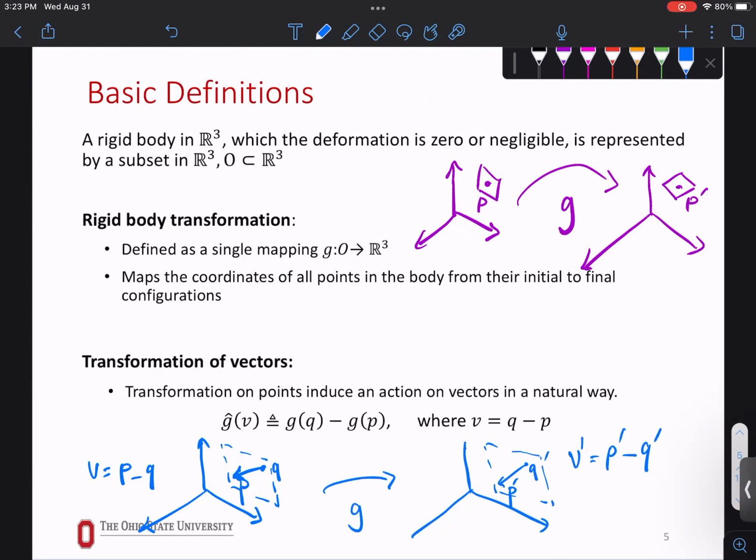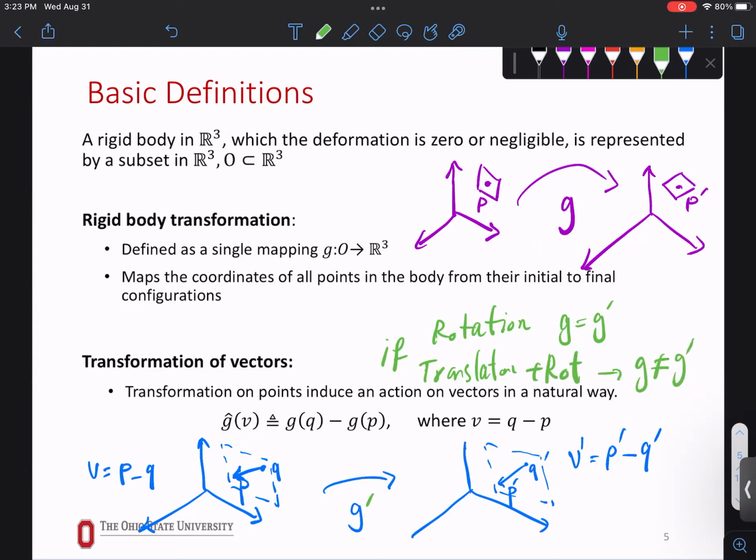So if rotation, let's say G is G prime. If translation plus rotation, then G is not always G prime. And you will see why. We will have a 4x4 matrix, and then from mathematics, you can also tell why it won't always work like that. But if you have rotation, it will always be the same.